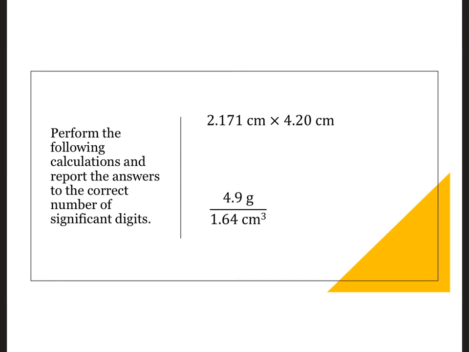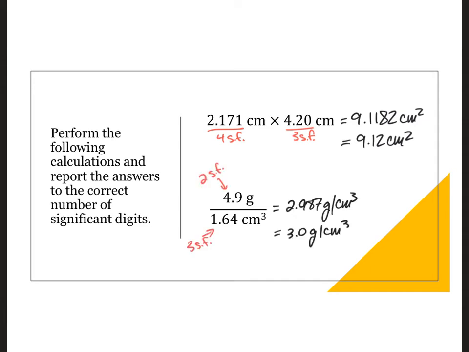Can you report the results to the correct number of significant digits? The first answer is limited to 3 significant digits, so we round to 9.12. The second answer is limited to 2 significant digits by the value 4.9 grams.